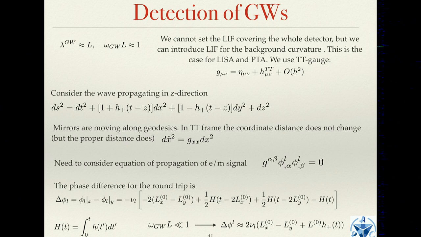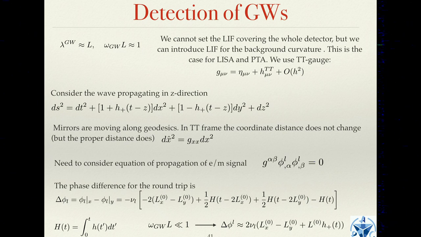Again, take the difference between the round trip along x and y, and you will find this more general expression. This expression does not assume that omega gravitational wave times L is much less than 1, or that the gravitational wavelength is much larger than the size of your device. This is a more general thing. Again, you can put arm lengths equal to each other, and then this term disappears. But you will have here a more complex structure, and this H is the integral of your gravitational wave strain. Of course, for LIGO, again, you can make the assumption that this quantity is much less than 1, make a Taylor decomposition, and you will return to the well-known result. I just want to say this is more general.